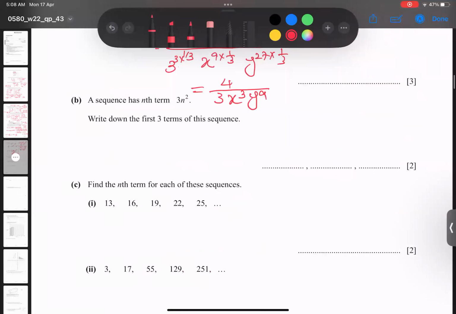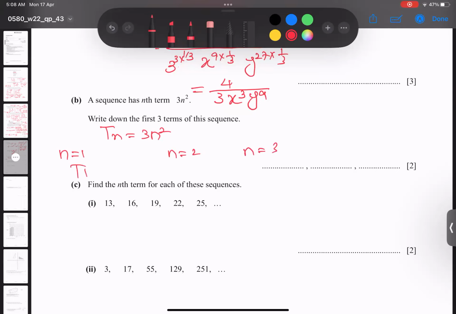Let's go for the next one. A sequence has nth term 3n to the power 2. So I can say here Tn equals 3n to the power 2. Write down the first three terms of the sequence. First you plug in n equals 1, then n equals 2, and then n equals 3.